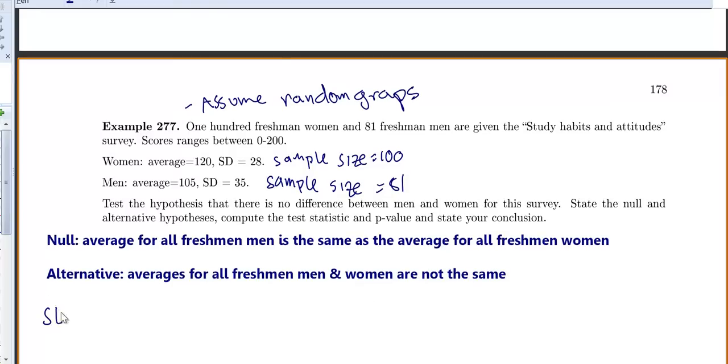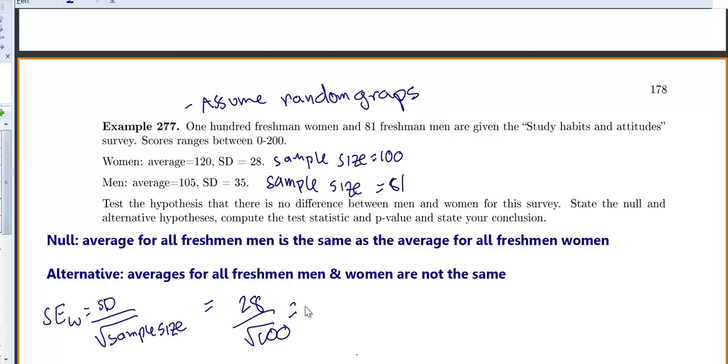Let's find our standard errors now. So let's do standard error for women first. That would be our SD over the square root of the sample size. The SD for women is 28 and their sample size is 100. So 28 over the square root of 100 is 2.8. And let's do standard error for the men. Their SD is 35 and we divide by the square root of their sample size of 81. So 3.89.